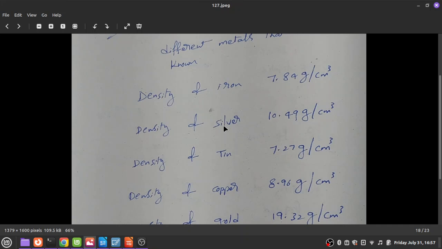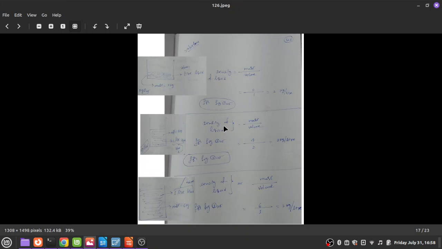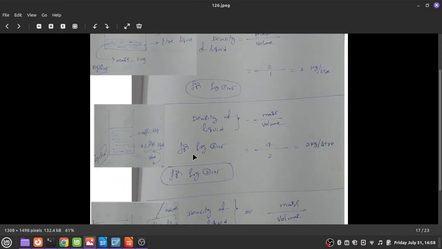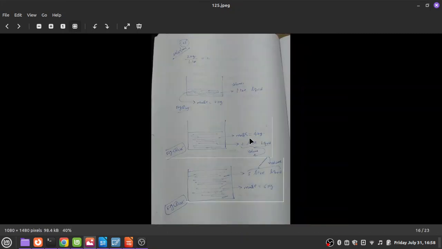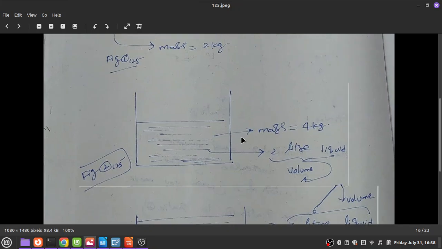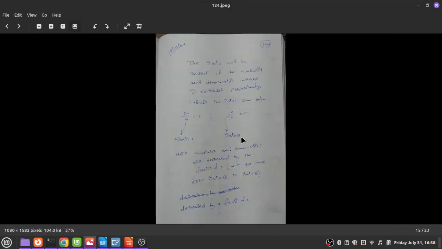Whatever amount of mass you have taken, correspondingly the volume will increase or decrease. If you take more mass, there will be more volume. If you take small mass, there will be small volume. Thereby the ratio is going to become constant. Again, I want to say that volume is measured in liters or meter cubed.